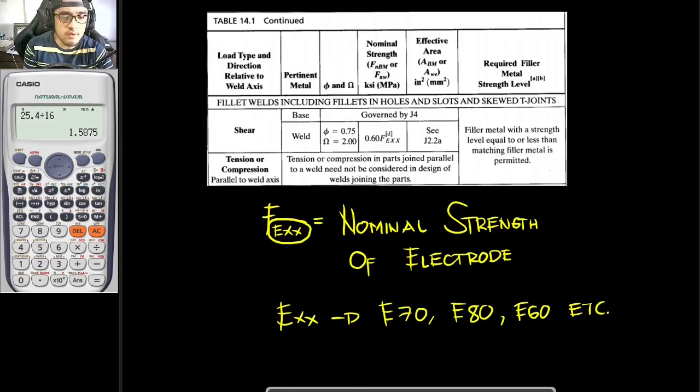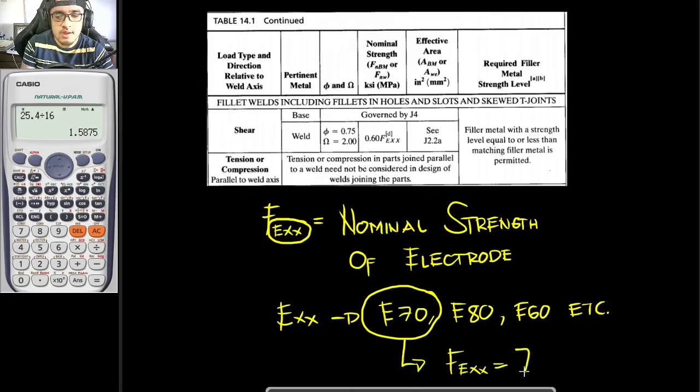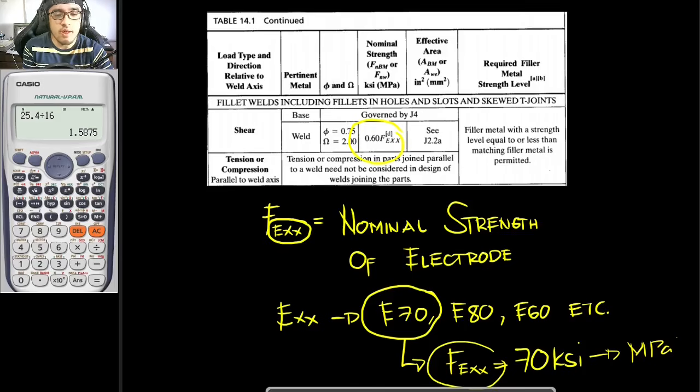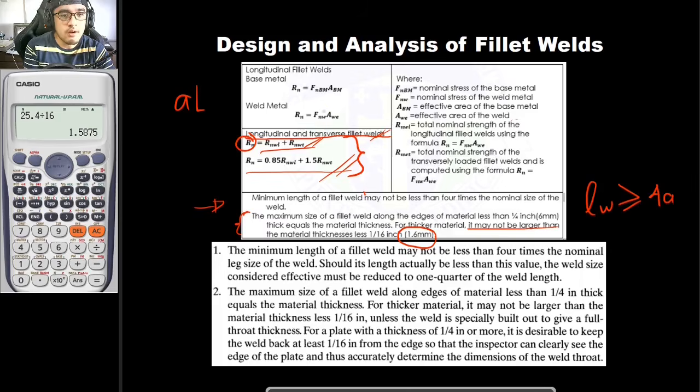So going back here, for example, say we have this electrode right here. This means that our FEXX is equal to 70 kips per square inch. And for our computation part, let's just convert this to megapascals, by multiplying by our conversion factor of 6.895. Then once you have solved for that, multiply it by 60% for you to get our FNW or our FNBM. We would be having an example problem later on for you to understand it better. So that is for FNW.